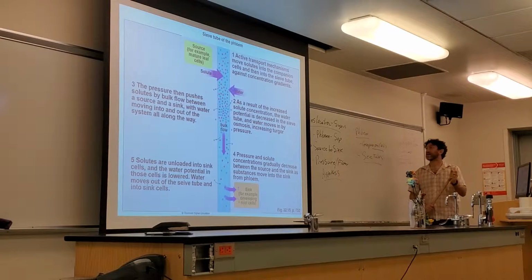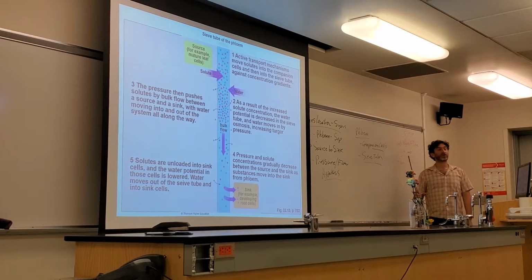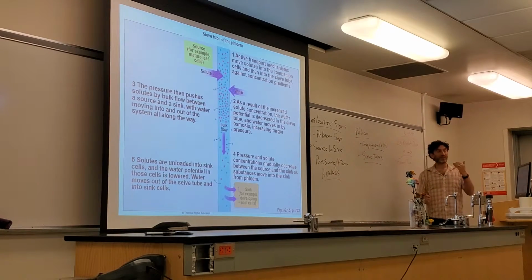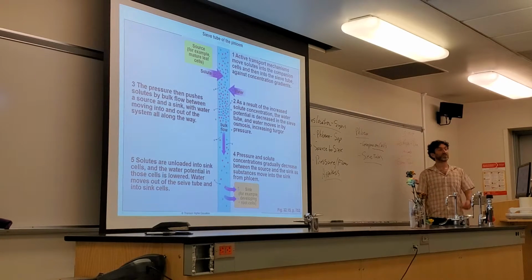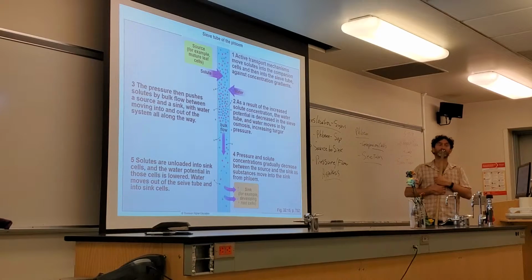The companion cells are what are controlling the loading and the unloading of the solute into and out of the sieve tubes. So the sieve tubes are the tubes that the sap is passing through. What's getting the stuff into the sieve tube? The companion cell. What's getting the stuff out of the sieve tube? The companion cell.